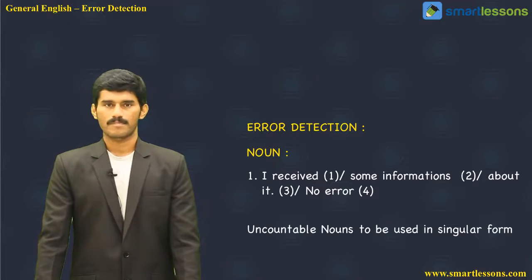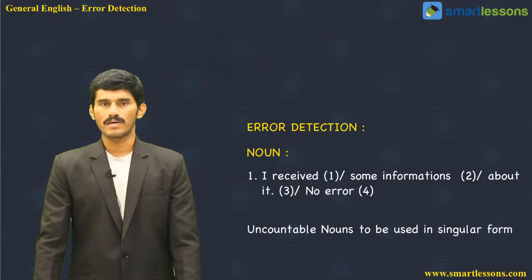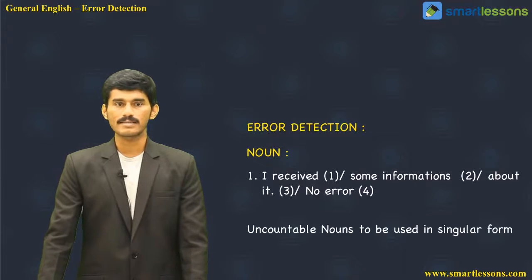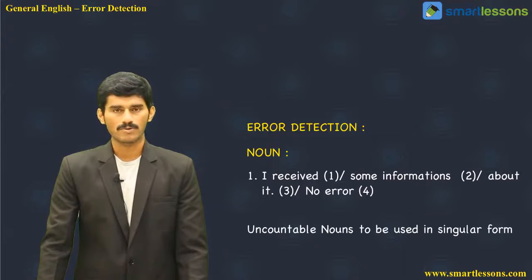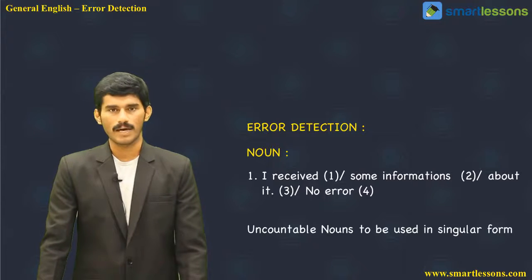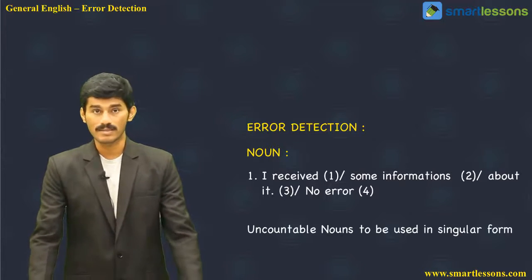No error. See, this sentence is divided into 3 parts. I received, first part; some informations, second part; about it, third part; and the last one will be the no error option. Now let us see the sentence. I received. Received, that is the verb in second form. So there is no mistake. Verb second form can be used. Some informations.